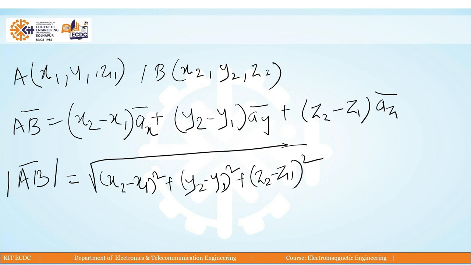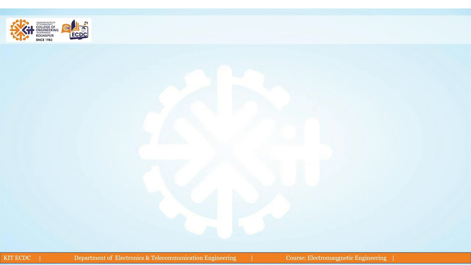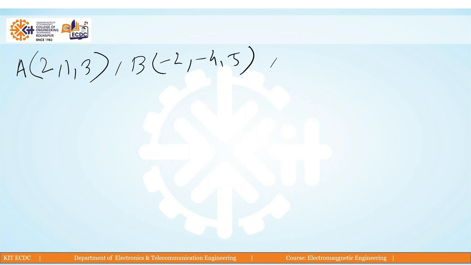Here we will solve an example, where we have point A located at (2, 1, 3) and point B located at (-2, -4, 5), and we want to find vector AB as well as the unit vector in the direction of AB bar. So, two points are given, point A and point B, and we want to find vector AB and its unit vector. To find vector AB, which concept will we use? End point minus start point.